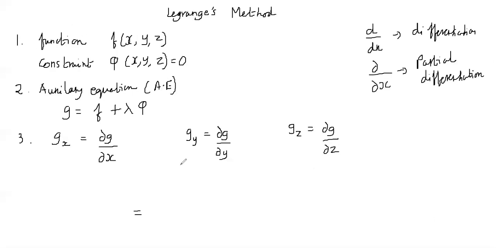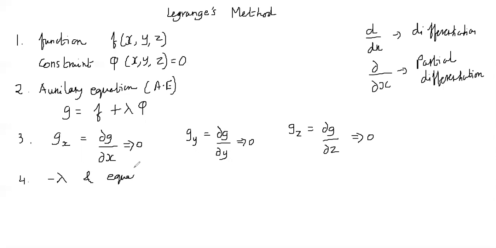So after this, the next step, the fourth step, we will equate this to 0. Similarly, equate this to 0 and this to 0. And we will find the value of minus lambda in the three equations: equation 1, equation 2, equation 3.